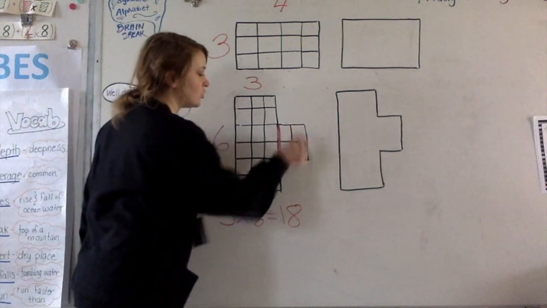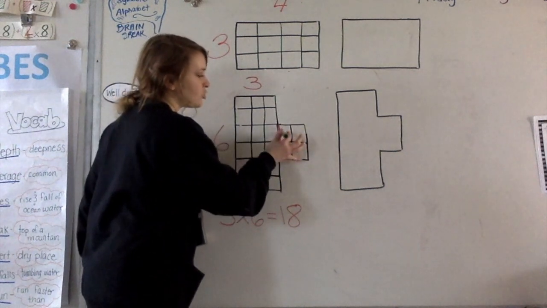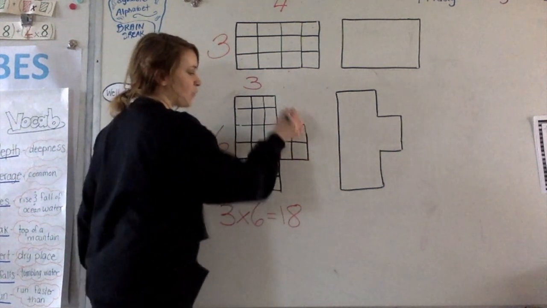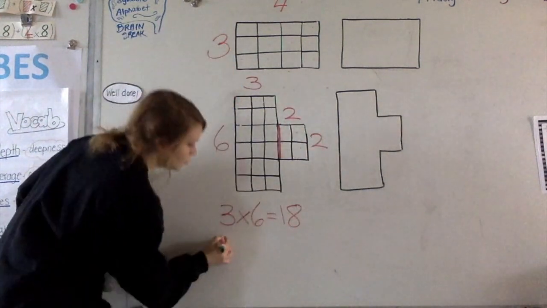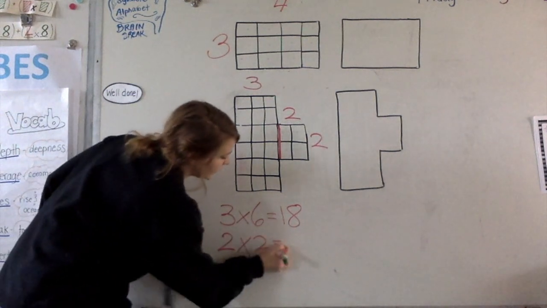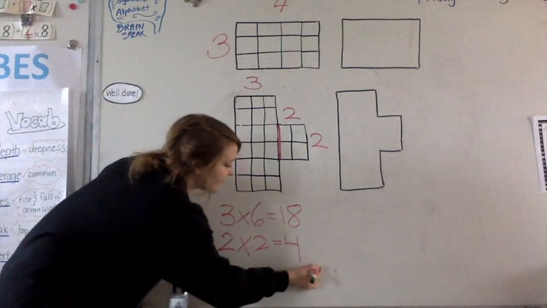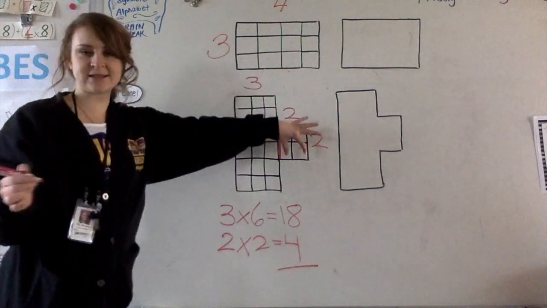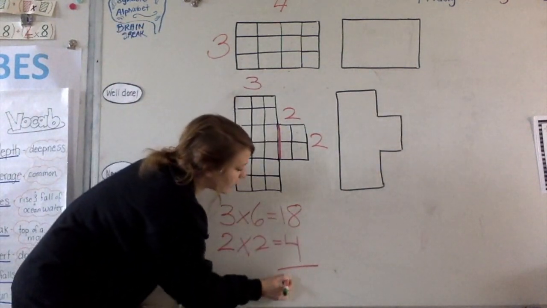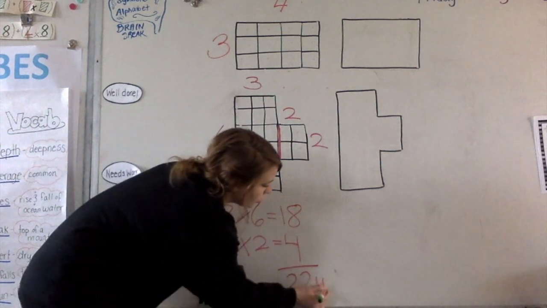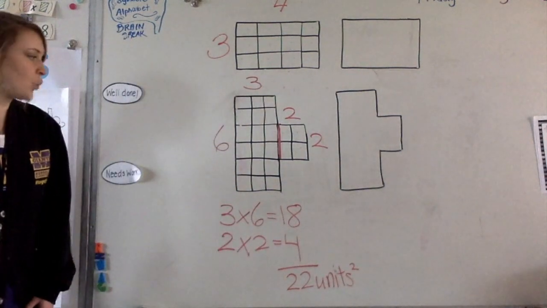First, we have to count 1, 2, 3, 4. We could just find out that it's 4 by counting. Or we could say, all right, there are 2 rows, and there are 2 in each row. So I could say 2 times 2 equals 4. But I'm not done, because I have not added my 2 areas together. That's what I'm going to do next. I'm going to add 18 plus 4, and that equals 22 units squared. 22 units squared.